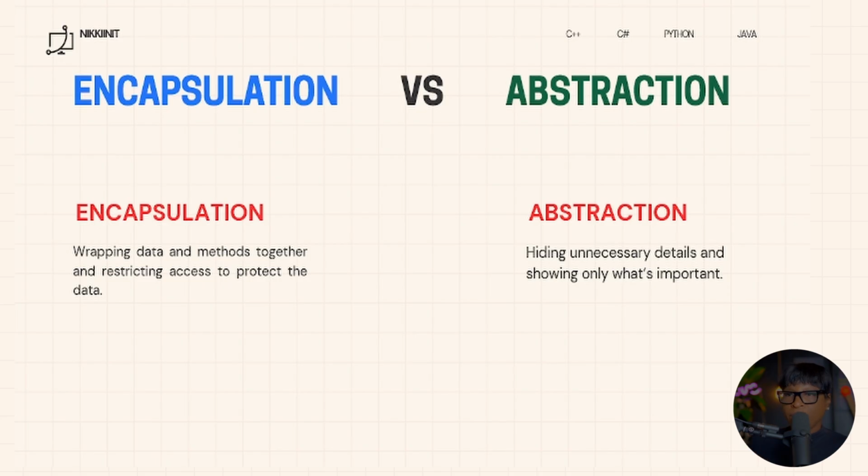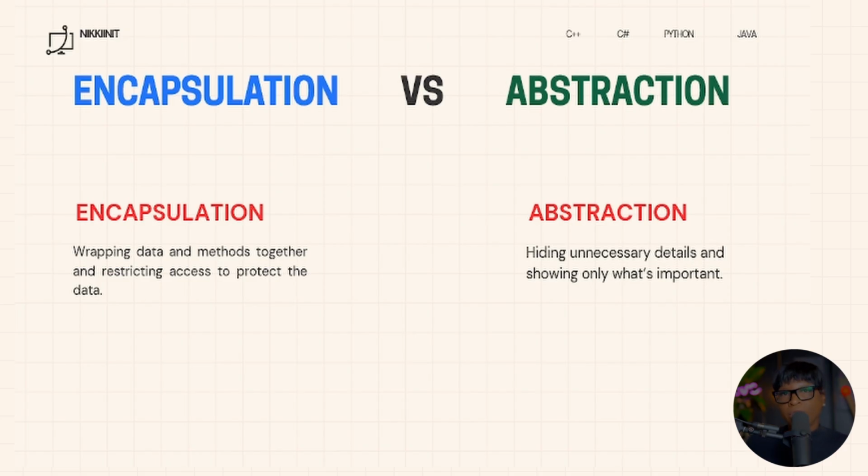Abstraction, on the other hand, hides unnecessary details and shows only what's important, meaning that with abstraction, you don't need to know how that car works, right? It hides the functionality of the car, whereas encapsulation only hides the data.